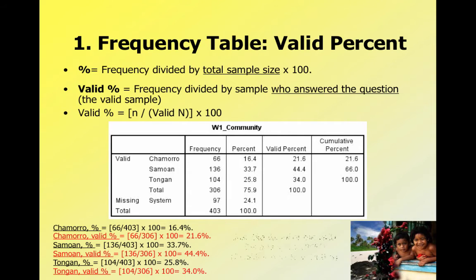And just the last note, just like percentages, if we add up the valid percentages, they should all add up to 100. This is why we see a valid total row as 100 under valid percent, but we see under percent, the total at the very bottom is our 100. We can see that 75.9% of people actually answered this question.